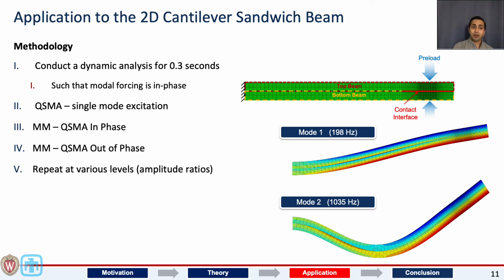We will then run quasi-static modal analysis for a single mode excitation to generate our baseline QSMA results. Next, we will force the structure in phase and out of phase through our multi-mode QSMA approach, and repeat this at various amplitude ratios for both modes 1 and 2 as pictured below.